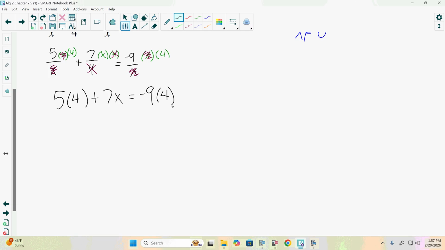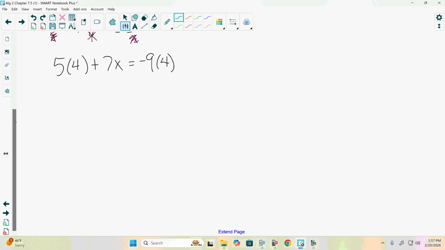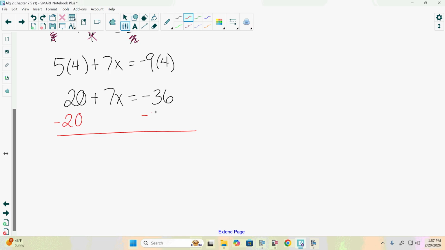Because we have 5 times 4 plus 7 times x is equal to negative 9 times 4. Well, 5 times 4 is 20. Plus 7x is equal to negative 36. So we would indeed subtract 20 from both sides.